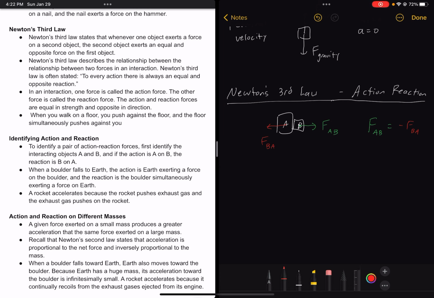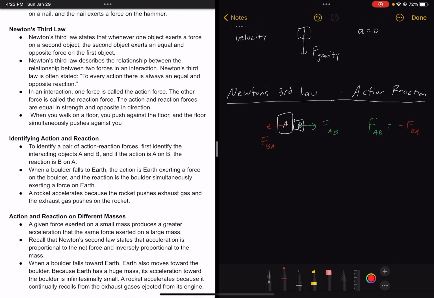So for example, boulder falls to earth, okay? The action is earth pulls boulder. The reaction is boulder pulls earth, okay? Or say you're dealing with a normal force, okay? So the table pushes the book up, okay? Then the reaction is that the book pushes the table down, okay? So, I mean, that really is all there is to it. Don't overthink it.